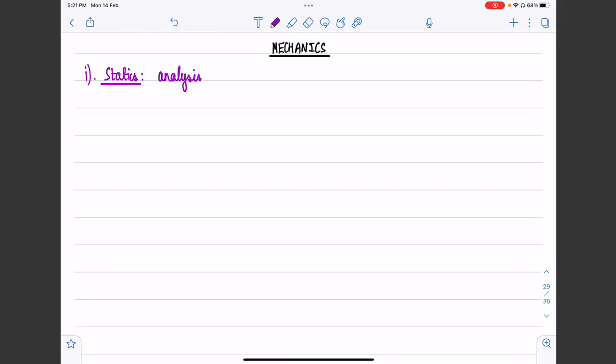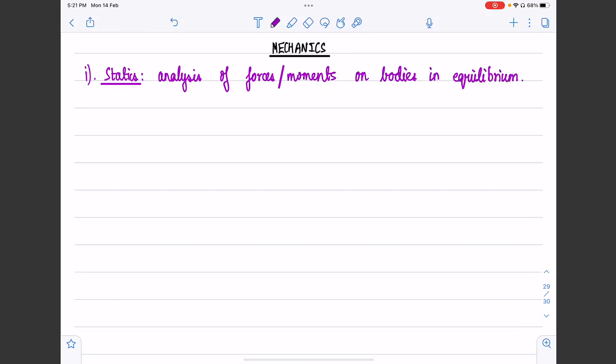First one is statics. Statics essentially deals with analysis of forces, moments or torques on bodies that are in a state of equilibrium. For example, if you recall our undergraduate courses in mechanics, we would have analyzed bridges, assuming them to be almost static, and then we do the force and moment balance when they are in equilibrium condition. That's what we learn in statics. That's one key component of mechanics.